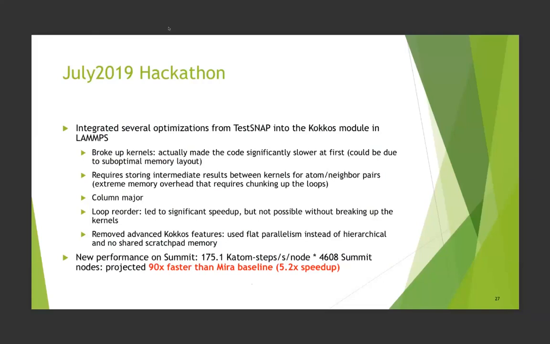And so we did benchmarking, as I mentioned before, on Summit. Previously we were 17x faster than the baseline, and the new code after the end of the hackathon was 90x faster than the Mira baseline. So we got a little over 5x speedup by taking the optimizations in TestSNAP and putting them into the Kokkos version in LAMMPS. Next slide, please.